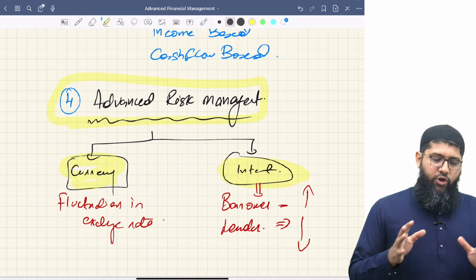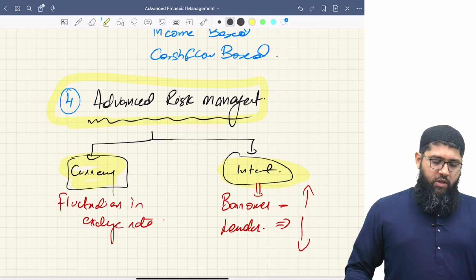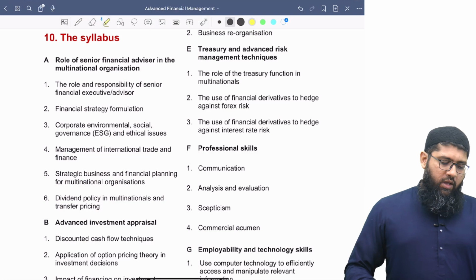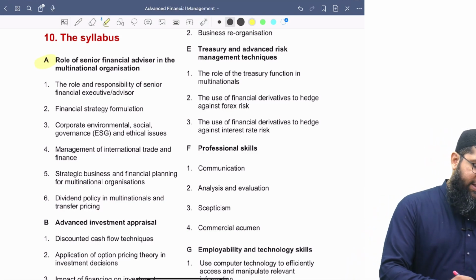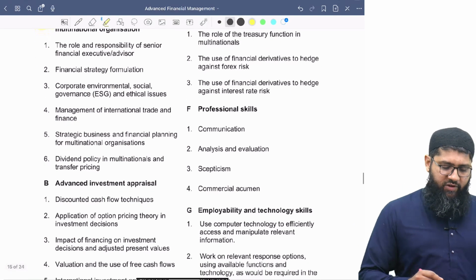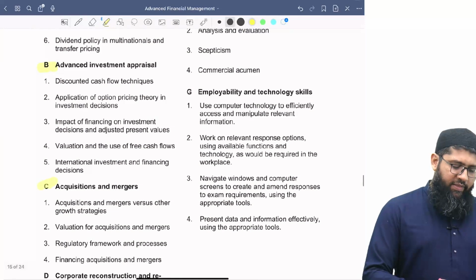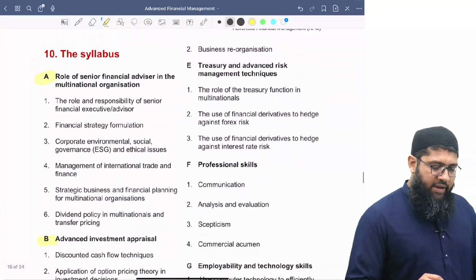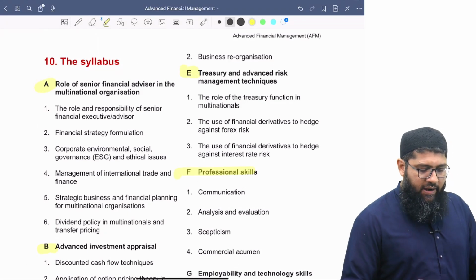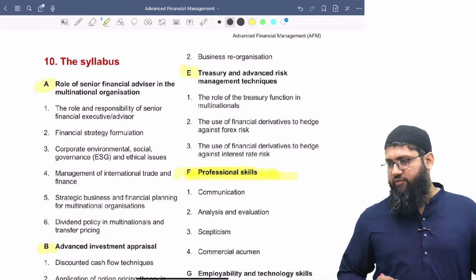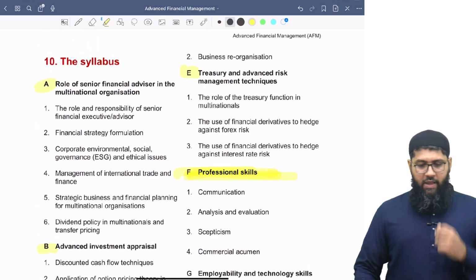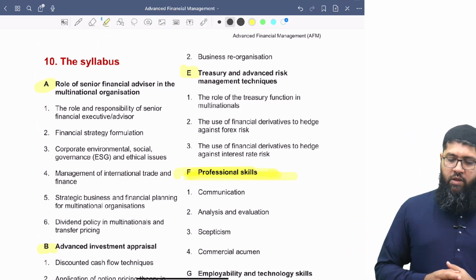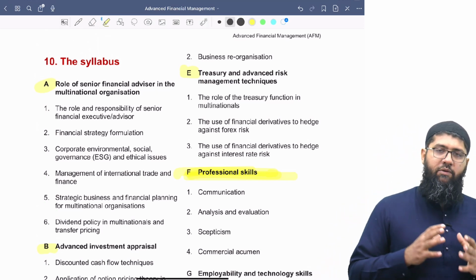As I told you, these are the syllabus areas. When we talk about the AFM syllabus, you see there is the role of the senior financial advisor, advanced investment appraisal, acquisitions, mergers, reconstruction, reorganization, and treasury and risk management. And lastly, there are the professional skills.